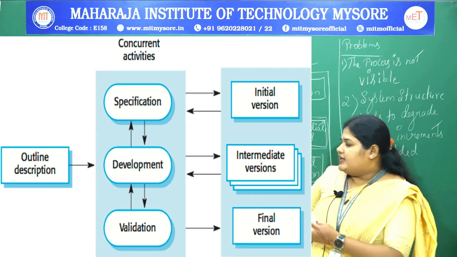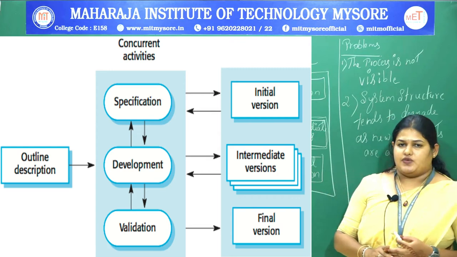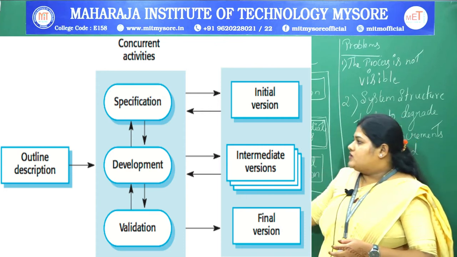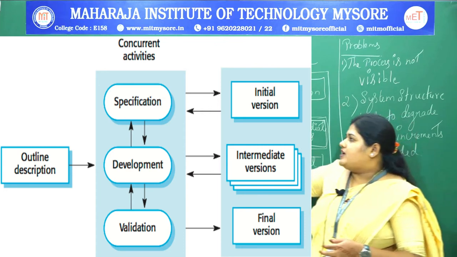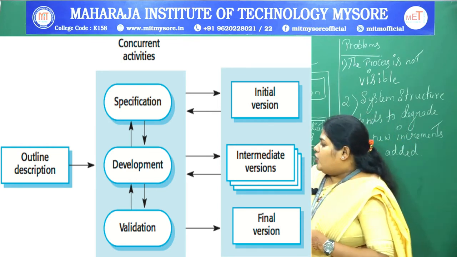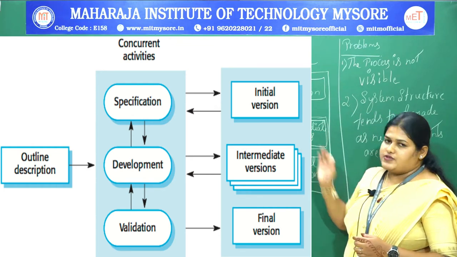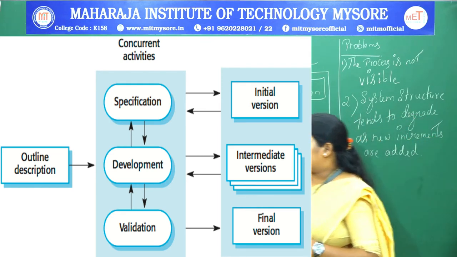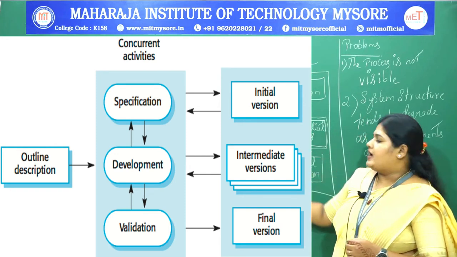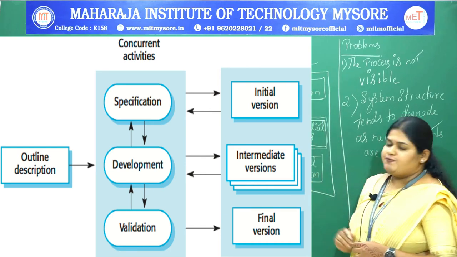Those are interlinked and interdependent concurrent activities, hence it works in both directions. So it is a cycle that follows changes in the requirements, and accordingly the project is built. They have basically created three forms of structure: one is the outline description, the second is specification, development and validation, and the third is the initial version, intermediate version and final version.